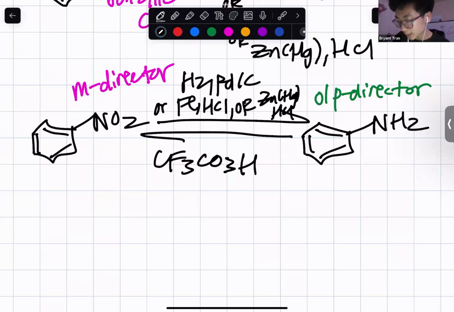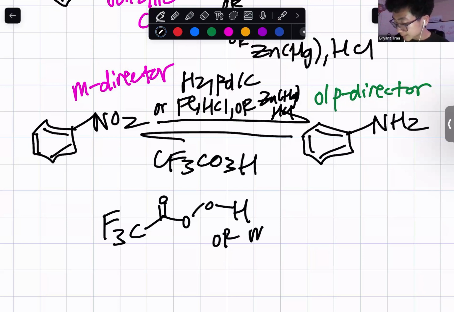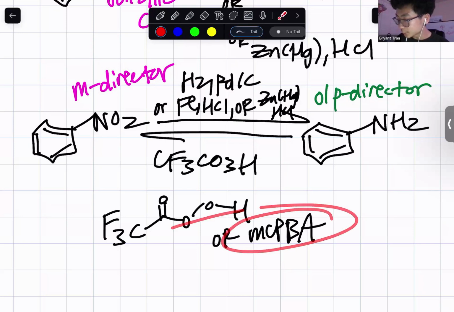Now, if we want to oxidize the NH2 to the NO2, we got to use an oxidizing agent, CF3CO3H, which for Helix, he might draw it like this instead on the arrow. So if you see this is CF3CO3H, right? But if you do practice from AATC, Levens, Mario Jones, you might see MCPBA, right? That MCPBA would also oxidize the NH2 to NO2.